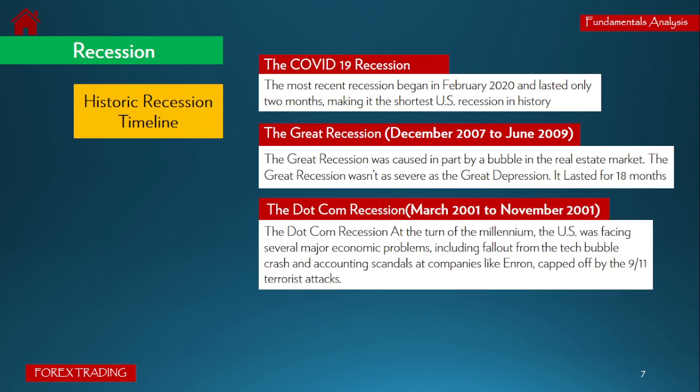months. Then we had the dot-com recession from March 2001 to November 2001. At the turn of the millennium, the US was facing several major economic problems, including fallout from the tech bubble crash and accounting scandals at companies like Enron, and it was also capped by the 9/11 terrorist attacks.